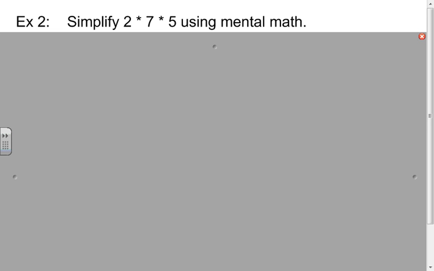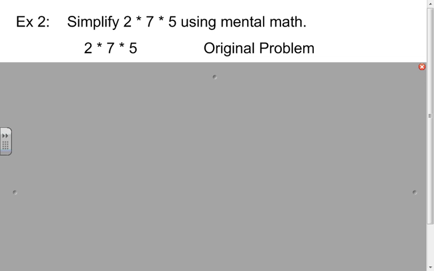Here's an example of one of these. Example 2. Simplify 2 times 7 times 5 using mental math. Now, if we just think about this for a second, these are not big numbers. I could probably do it. So I would do, using the order of operations, 2 times 7, that's 14, 14 times 5. You know what, that's not one of the things that I necessarily remember off the top of my head. So let's see if there's an easier way to do this.